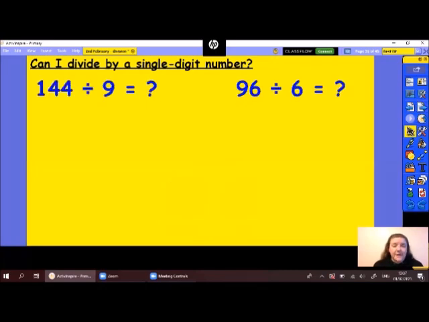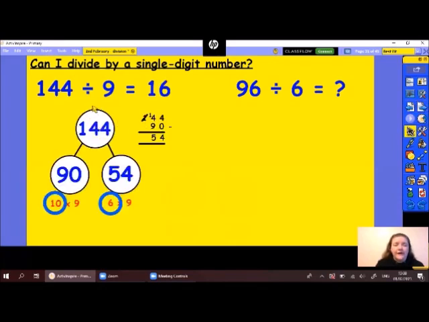Now pause the video and have a go at these 2 calculations on your own. Are you ready for the answers? Okay, let's have a look. So the first one is 144 divided by 9. Now 144 is bigger than the numbers we were looking at just now, but the method is the same.